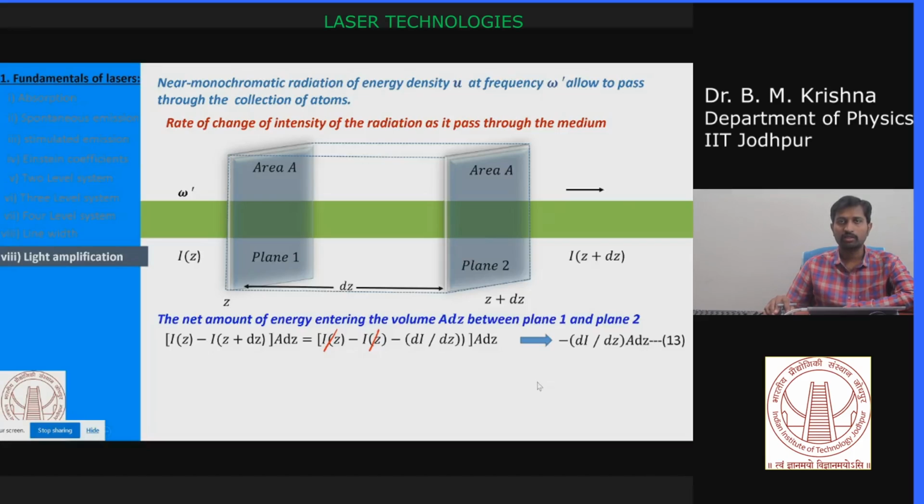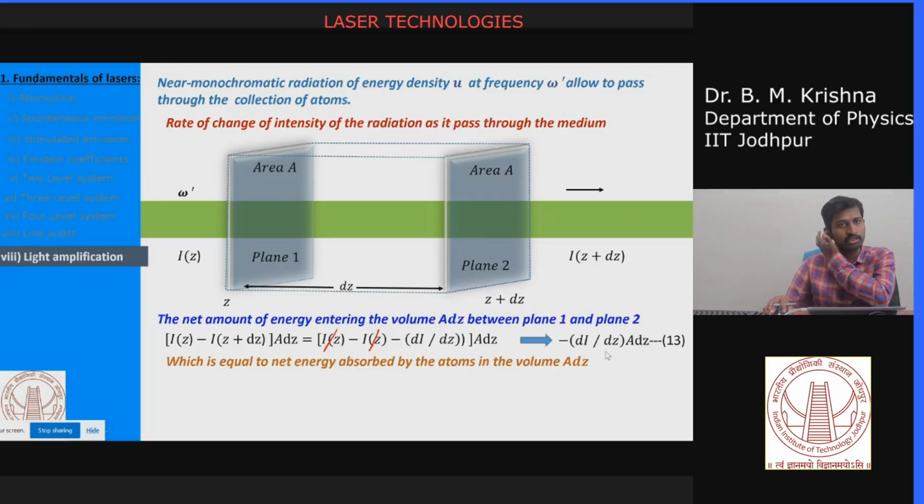I am numbering this as equation number 13. So now this is equal to the net energy absorbed by atoms in the volume A dz. So whatever the change in intensity should be equal to this, because the medium absorbs. Okay, so that is why I am talking about it here. This expression is nothing but the total energy absorbed by the atoms in the volume A dz. So that is the rate of change of the intensity.